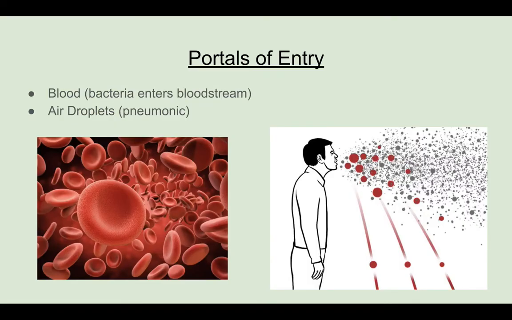Now, some portals of entry. It's basically, how does it get into our body? Two ways are through the blood or air droplets. After entering the body, it enters the lymph system through leaky capillaries, and this is for the bubonic plague. Once it is in our body, it is able to take hold and cause the infection. Inside our bodies, it gets through the lymph system to our lymph nodes inside our groin area or armpit area, causing them to swell up.